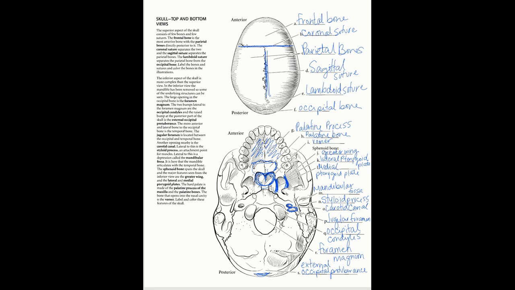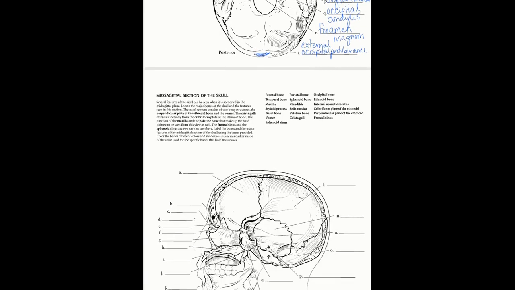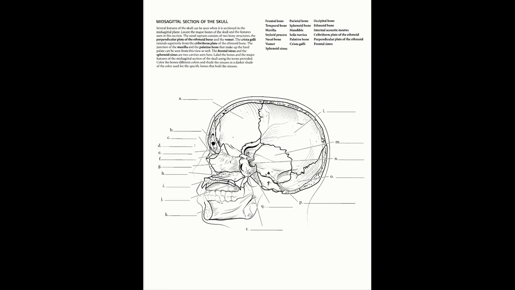Alright, just 2 more pages. I know that this video is info overload, but I want us to get through this massive amount of information so that we can then utilize it when we start using the models. Right, so here we're looking at a mid-sagittal section. Essentially, if we were to cut the head in half into left and right, this would be the inside view.